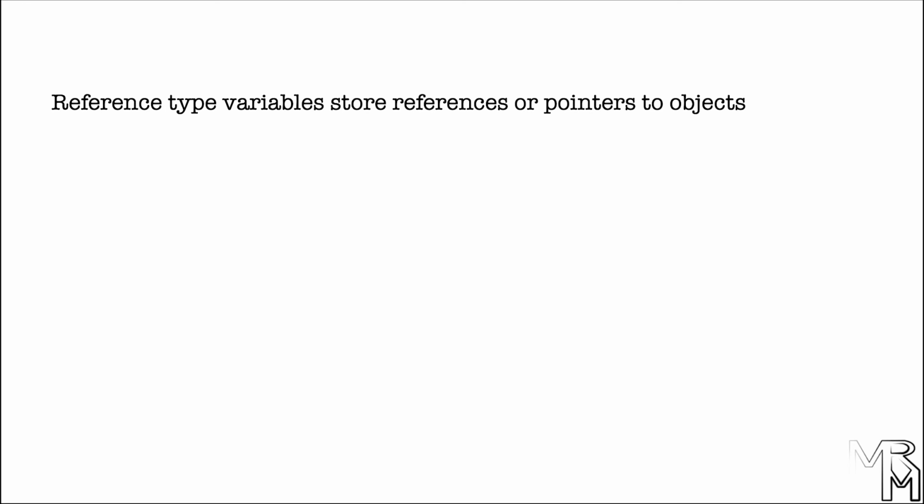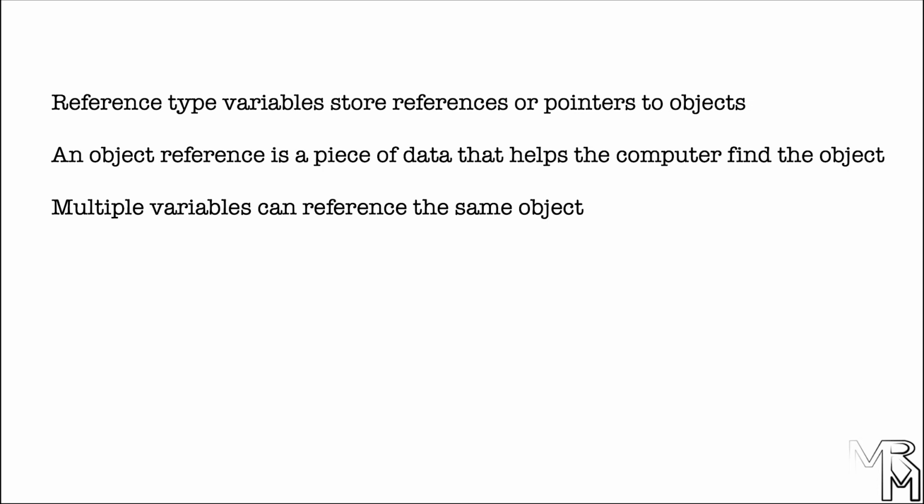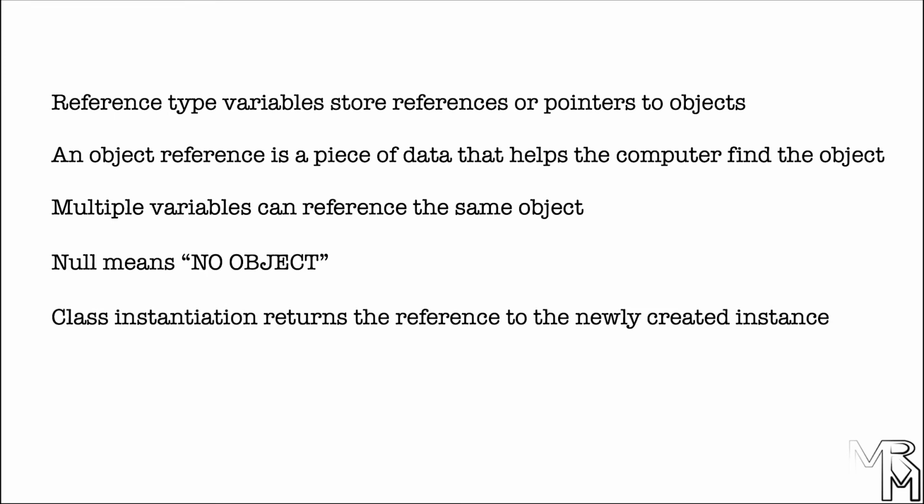Now let's summarize what we've covered in this video. Reference type variables store references or pointers to objects. An object reference is a piece of data that helps the computer find the object. You can have multiple variables store the same object reference. If a reference type variable is null, it means that the variable doesn't point to any object. When you instantiate a class using the new operator, the reference to the newly created object is returned, and you can assign that reference to a reference type variable.